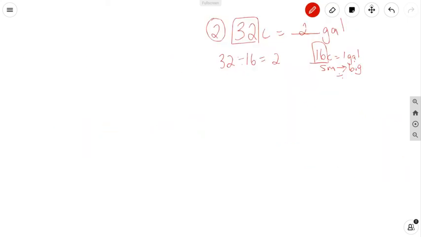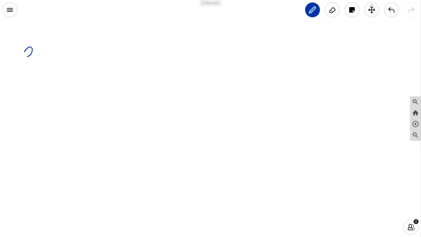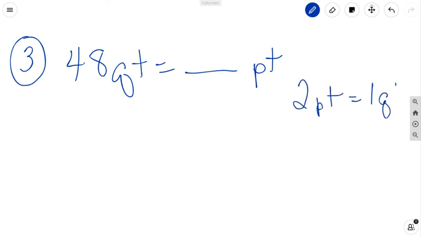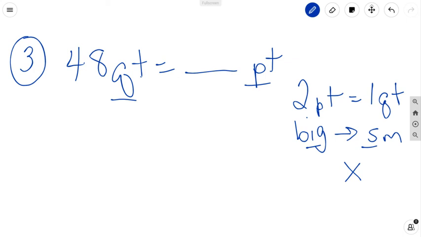Pretty simple. We'll get a little progressively harder. The end is probably the hardest. All right, let's go 48 quarts. I want to know how many pints that is. Well, I know that there are 2 pints in 1 quart. And I'm going from a bigger unit to a smaller unit. Quarts is bigger than pints. So because I'm going from big to small, I'm going to multiply. I'm just going to multiply 48 by 2.